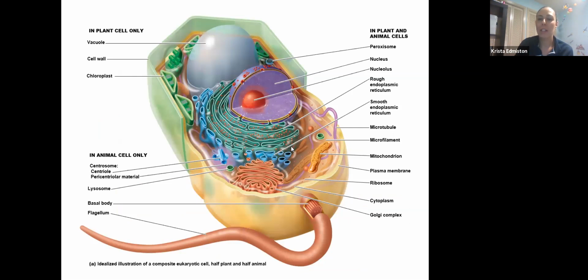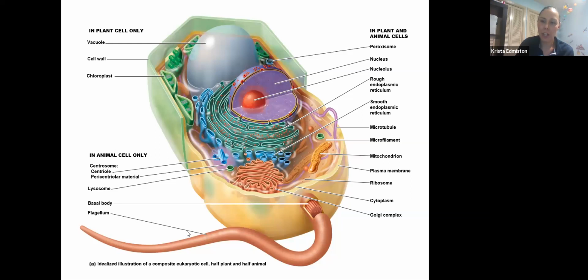It's like this crazy chimera, I guess. I don't know what the book was trying to do. I think this is from the Campbell book. But anyway, on this end is supposed to be a plant cell, and then down here on the bottom is supposed to be an animal cell. But it gives you the idea that inside the eukaryotic cell, we have all these lovely organelles.